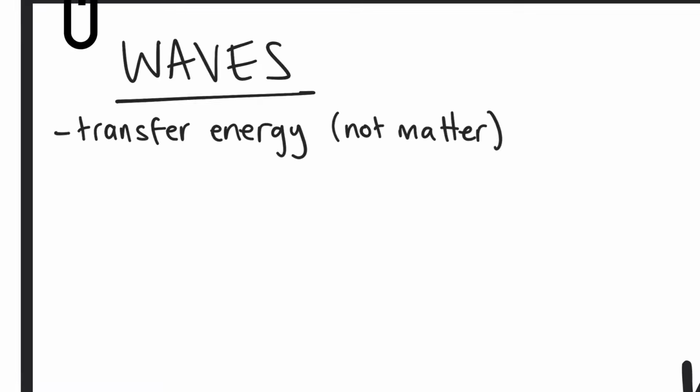So the first thing we need to understand is that waves transfer energy, and they do that without transferring matter. So where a wave may appear to move from left to right, the particles that make it up do not travel along with the wave.